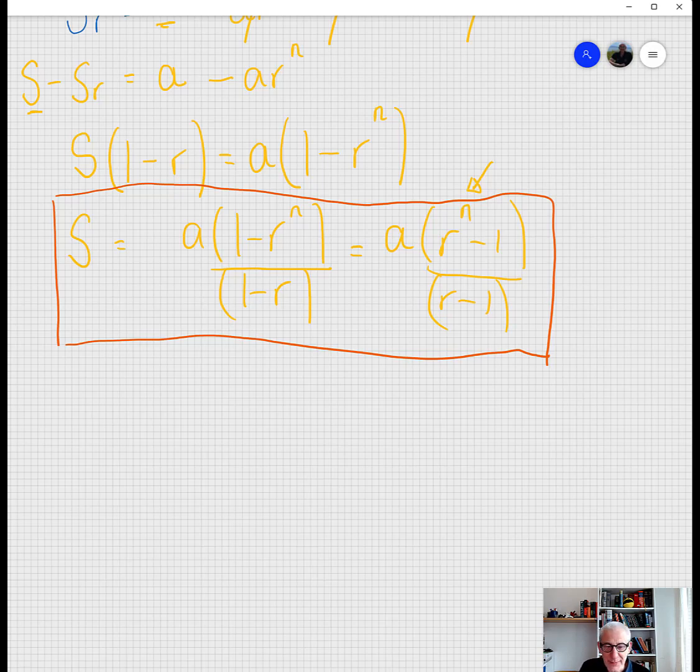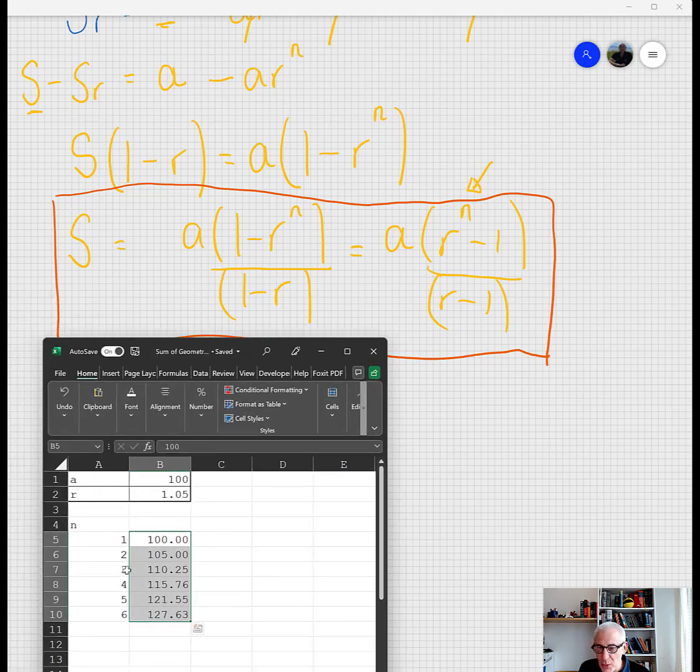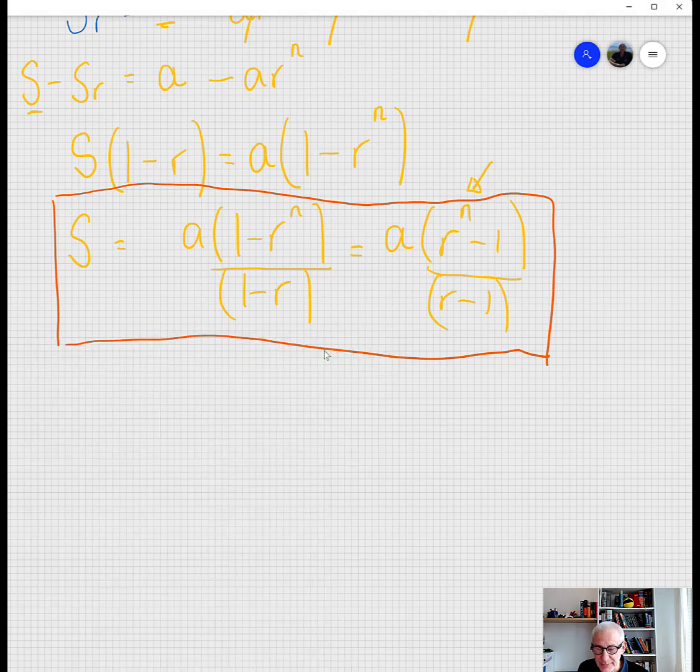Let's go back to the example we had earlier on, the Excel example here. Bring that back into the screen so that you can see it. What we found was that Excel told us that the sum of that geometric series was 680.19. Let's see if our formula gives us the same answer.